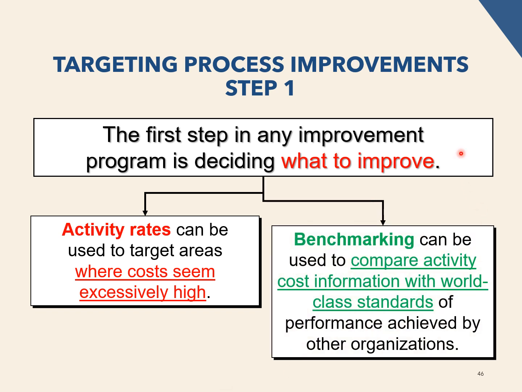The first step in any improvement program is deciding what to improve. So you have to identify the activity rates that can be used to target areas where costs seem excessively high, like the production order cost we see in Harris' case. Benchmarking can be used to compare activity cost information with world-class standards of performance achieved by other organizations. So one way is to compare activity rates within a company. The other way is benchmarking with organizations outside the company.